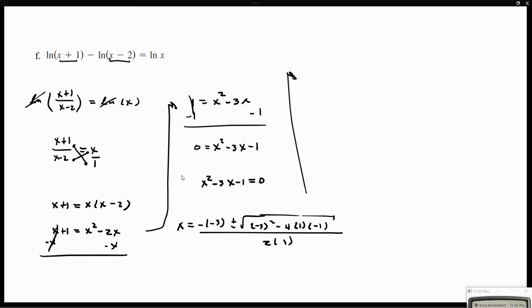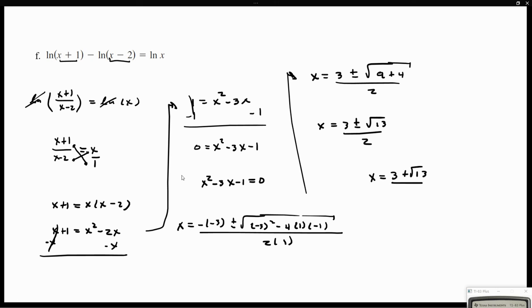Let's simplify this a little bit further. So now we have that x equals 3, and that becomes 9, negative times a negative, so that's plus 4, all over 2. So now that becomes x equals 3 plus or minus the square root of 13 over 2. So now we have two solutions. I have the solution of x equals 3 plus the square root of 13 over 2. And I also have the solution of x equals 3 minus the square root of 13 over 2.